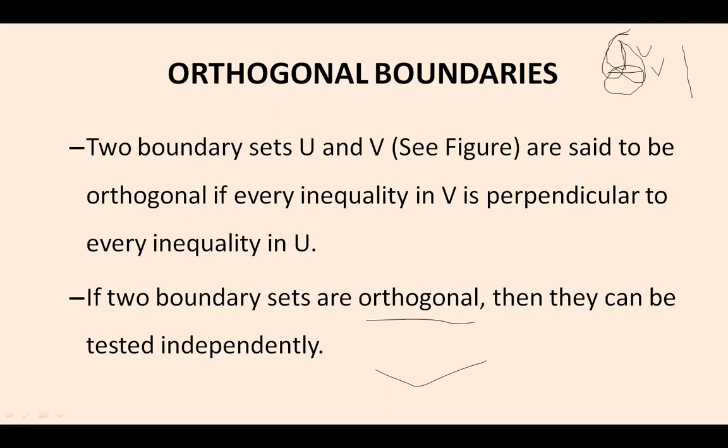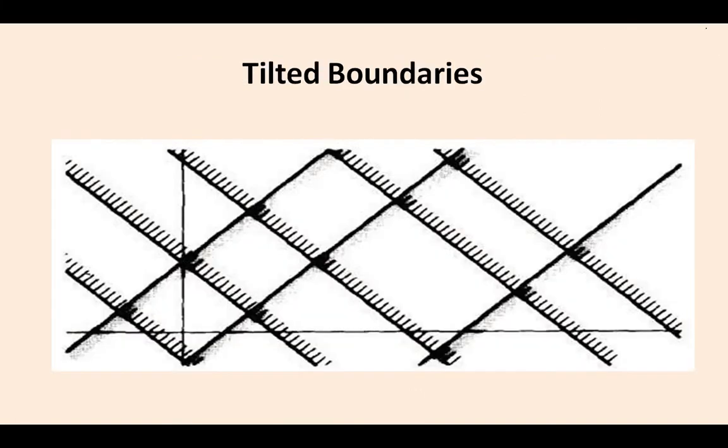It's like this: u and v are perpendicular. This is called u and this is called v. You have to test this one separately and that one separately, right? So it can be represented like that. Such kinds of boundaries are called orthogonal boundaries. Now, what are tilted boundaries? These are examples of some tilted boundaries. These have some kind of tilt, all in a unique direction, all following a single direction. These are called tilted boundaries.